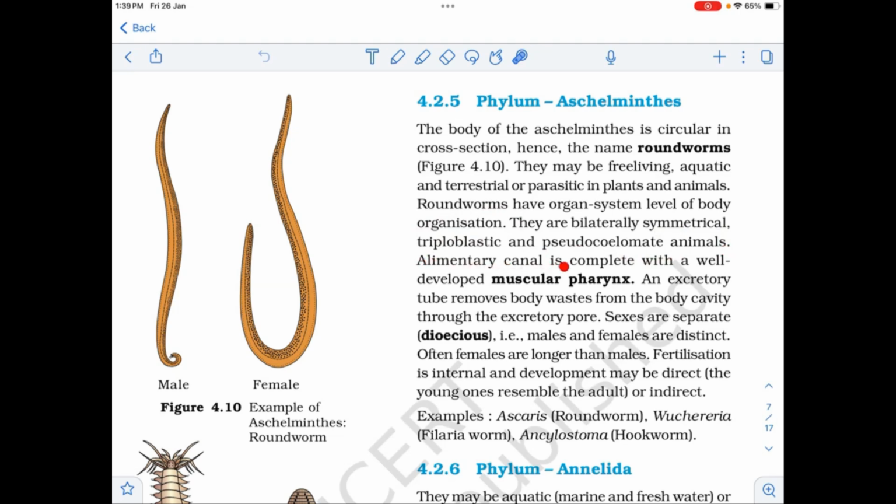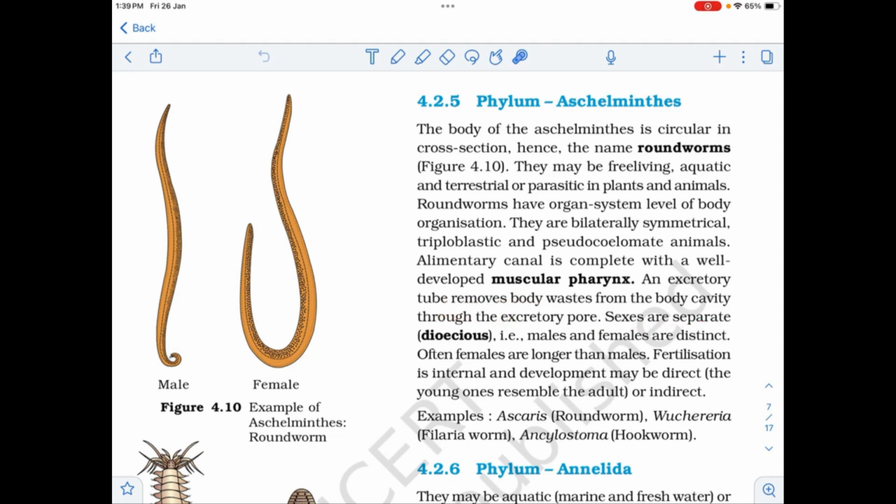Alimentary canal is complete with a well developed muscular pharynx. This is very much a keyword, and pseudocoelomates is also very much important. An excretory tube removes the body waste from the body cavity through an excretory pore.